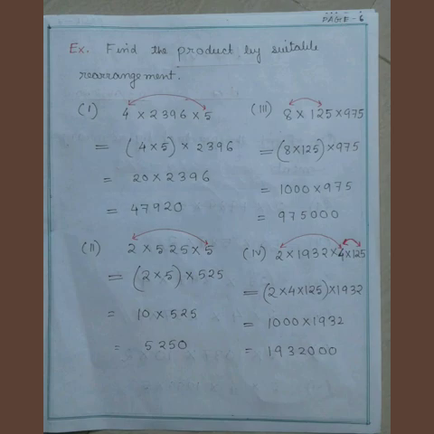So from all the 4 examples, you have come to know that you have to make a round number by rearrangement of the quantities. After finding the product, you have to make it a round number to make the multiplication easier.